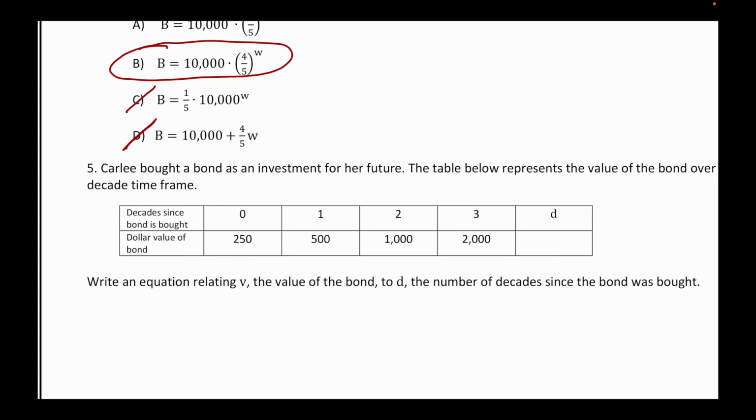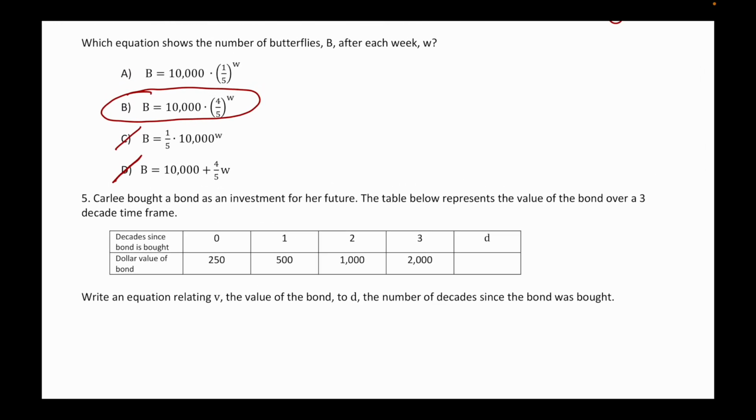Question 5 here, we have Carly buying a bond as an investment for the future. The table below shows the value of the bond over a 3-decade time frame. Write an equation relating V, the value, to D, the number of decades since it was bought. So I'm going to say V of D, just because they want me to write a function relating those two. And I can say that it's equal to. Now I'm going to look for my initial value, which is going to be 250, because I see it right here in the first column.